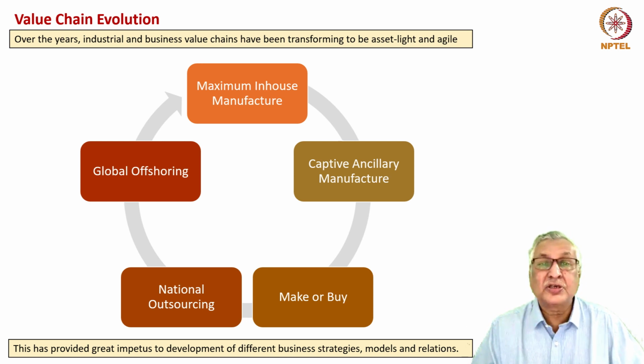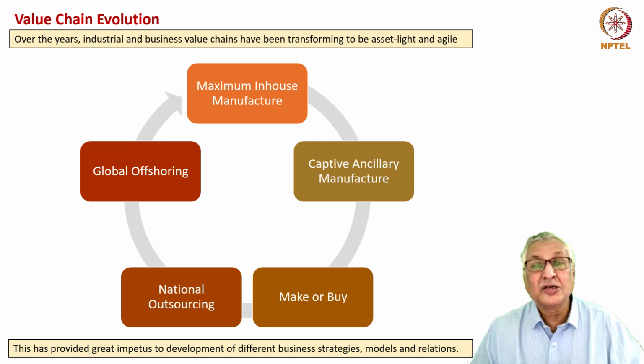Over the years, industrial and business value chains have been transforming to be asset light and agile. There was a time when everybody wanted to do everything to a maximum level possible in house. So, maximum in house manufacture was the mantra decades ago. Later on, it moved to captive ancillary manufacture. I am willing to provide a scope for ancillary infrastructure to come in to support my manufacturing and reduce my manufacturing load. But at that point of time, the interest was to keep the ancillary manufacture captive.